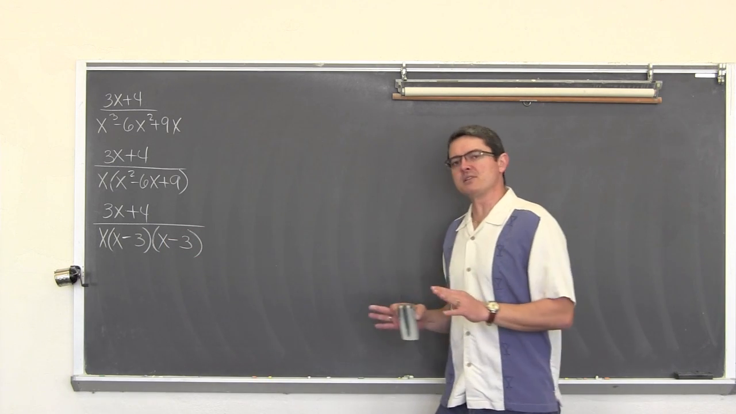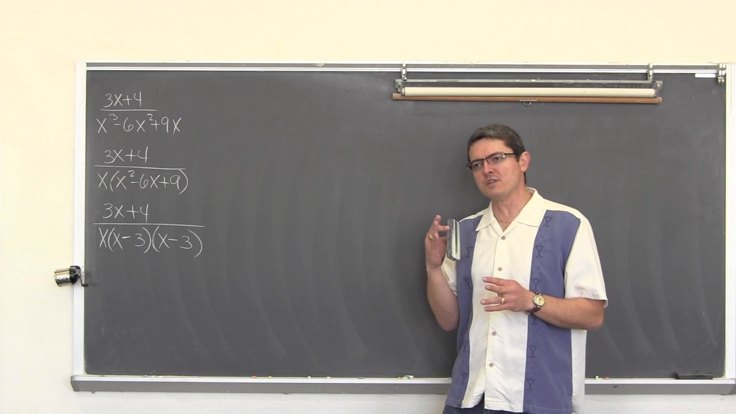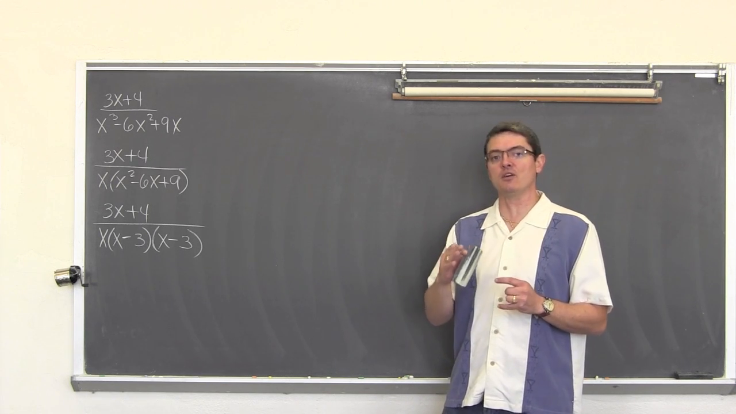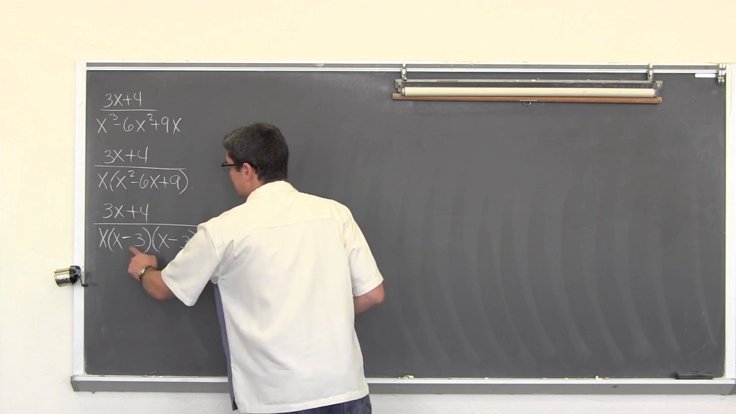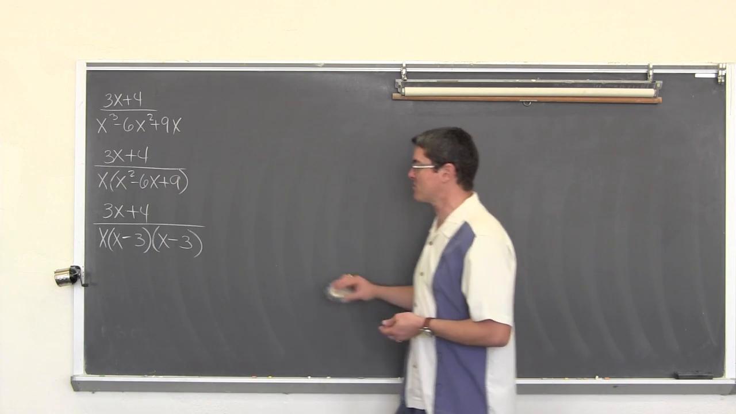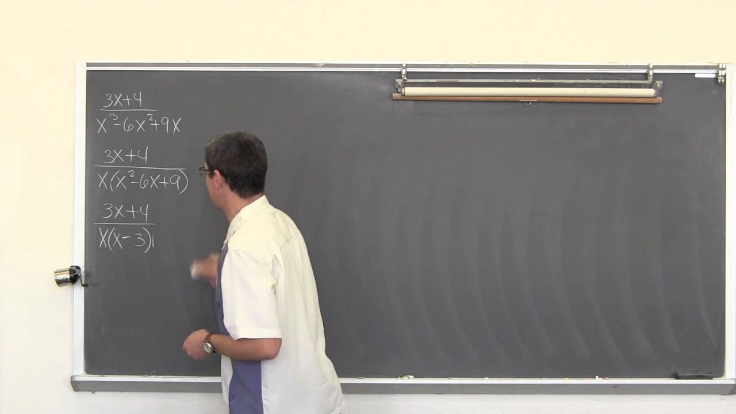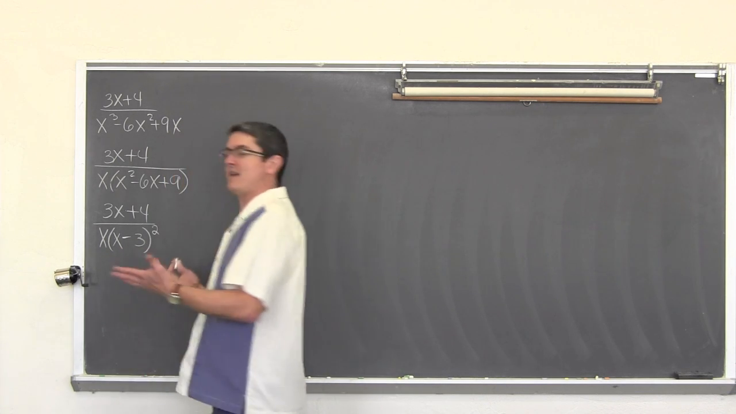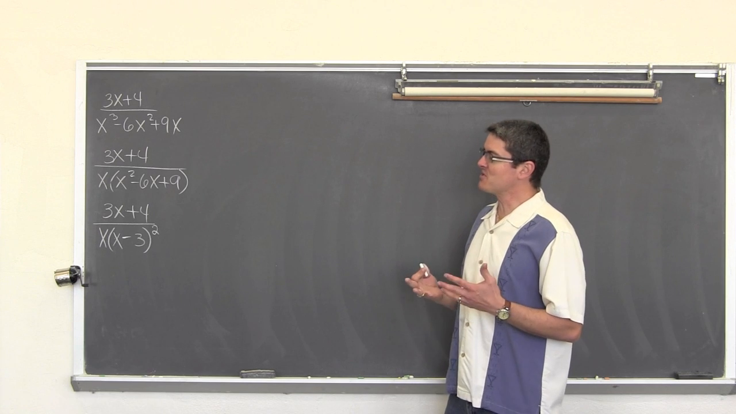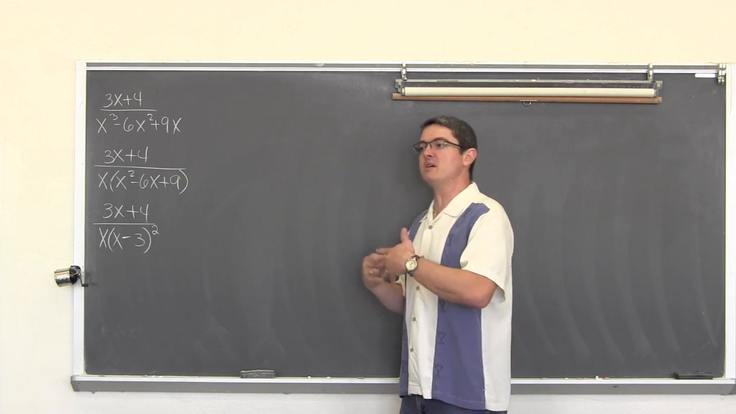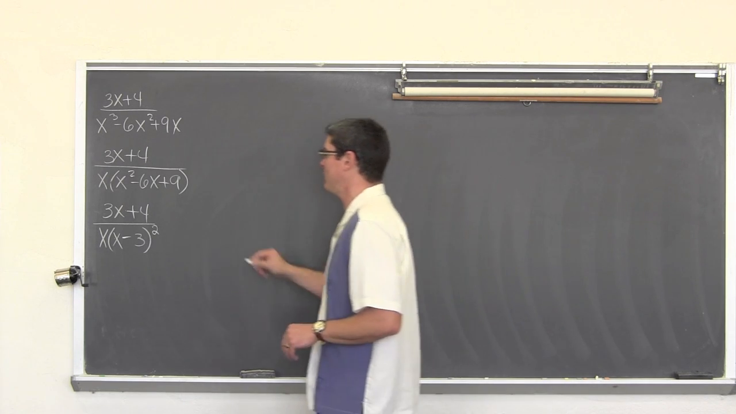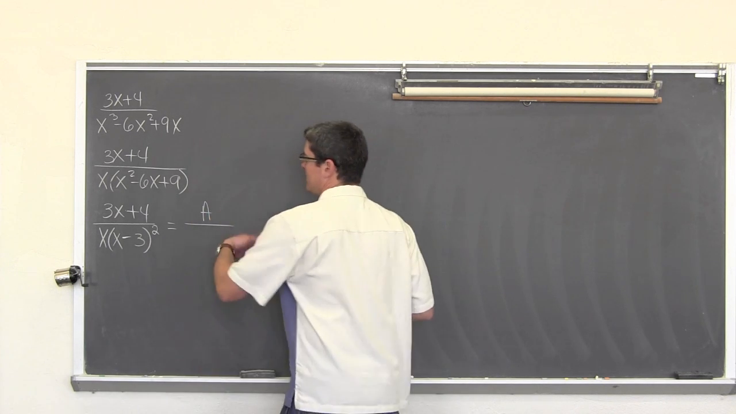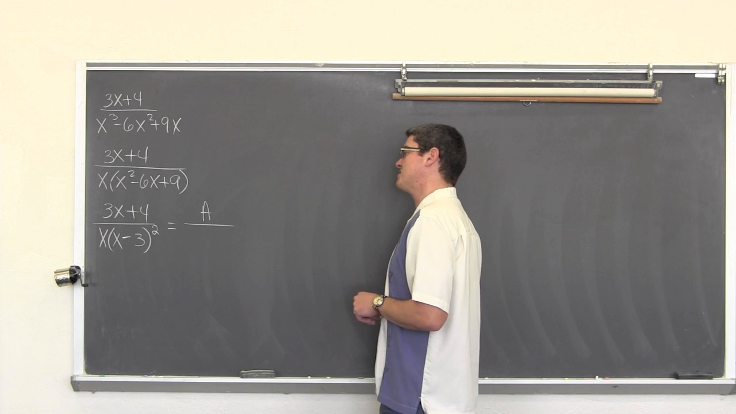Well, I was about to erase this, but case 1 was for when each factor of the denominator was a unique linear factor. We do not have unique or distinct linear factors here. We have x minus 3 showing up twice. So that's, of course, x minus 3 squared, and that's why this is the example we're doing. So what we're supposed to do is decompose this, expand this out, and we're going to have a constant over the first x here.